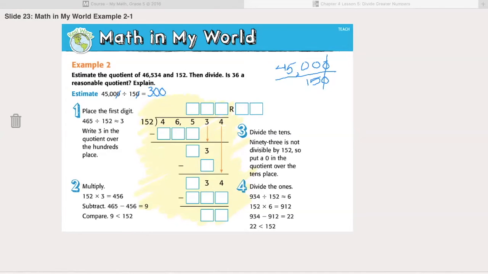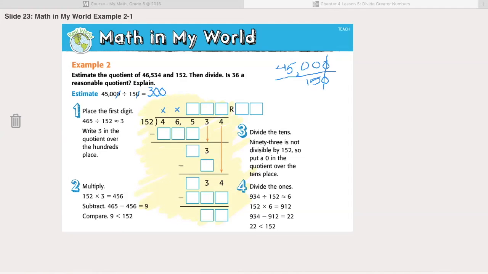Now let's look at our division problem. First, we need to place the first digit. In order to know where to place that first digit, I need to know how many digits are required in order to start dividing. So 152 cannot fit into 4. 152 cannot fit into 46. But it can fit into 465. So our first digit will go in the hundreds place.